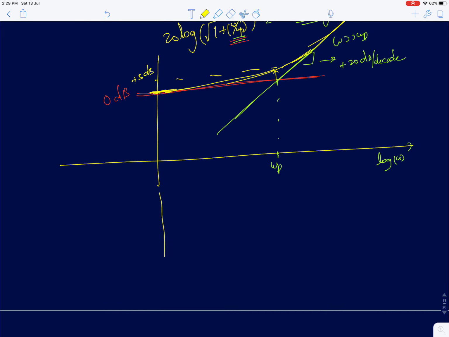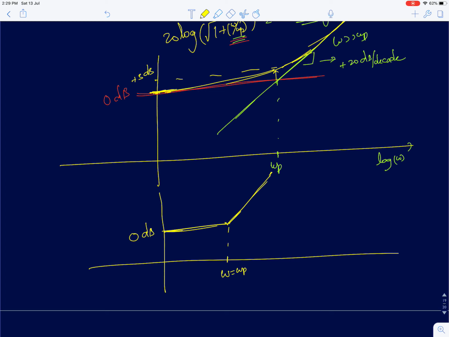Okay, so now when I am trying to plot the magnitude response, it will look something like this. If I try to show it using just straight lines, this will start at 0 dB and eventually go to infinity, and this happens at omega equal to omega p. In an actual plot, it would actually rise by 3 dB at omega equal to omega p.